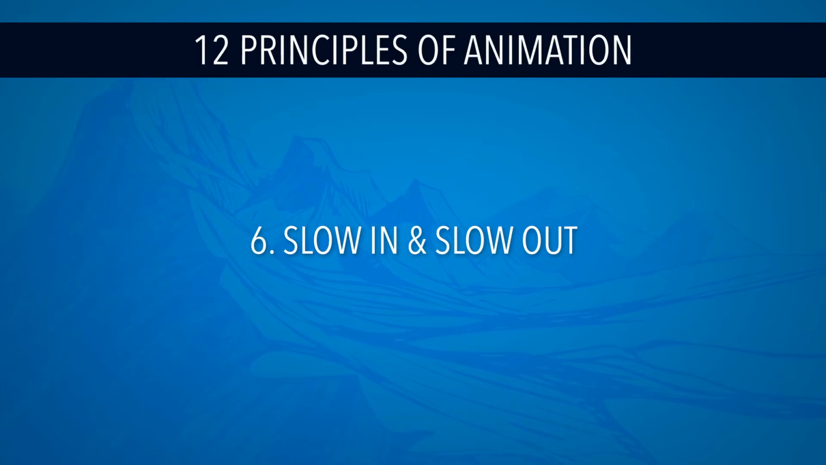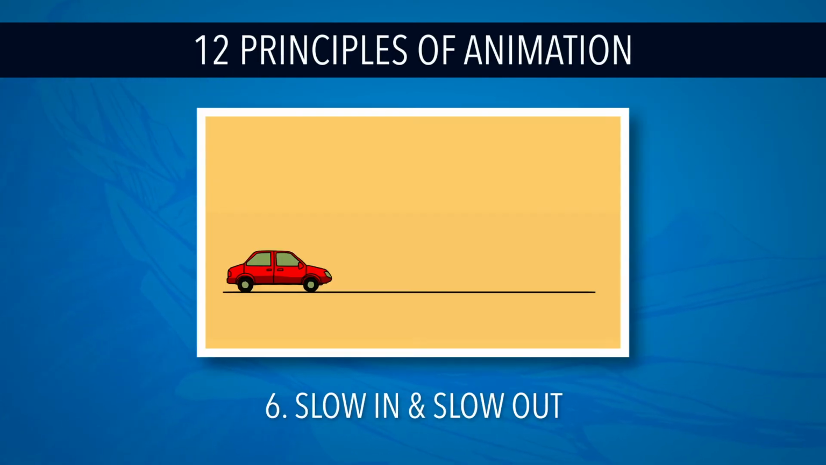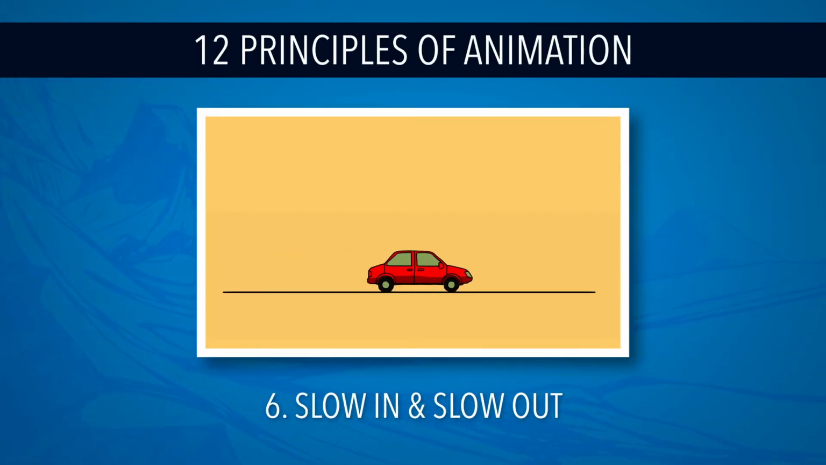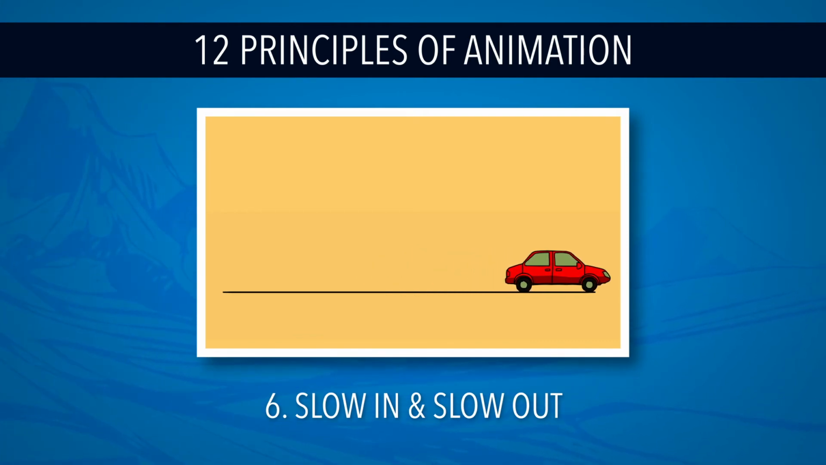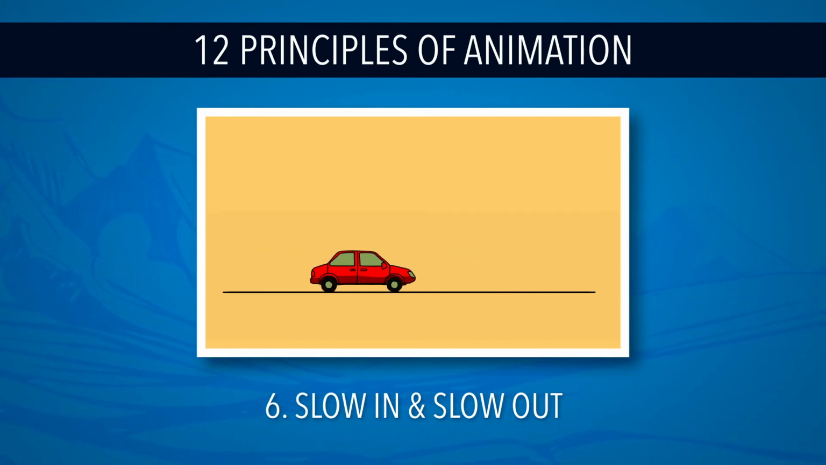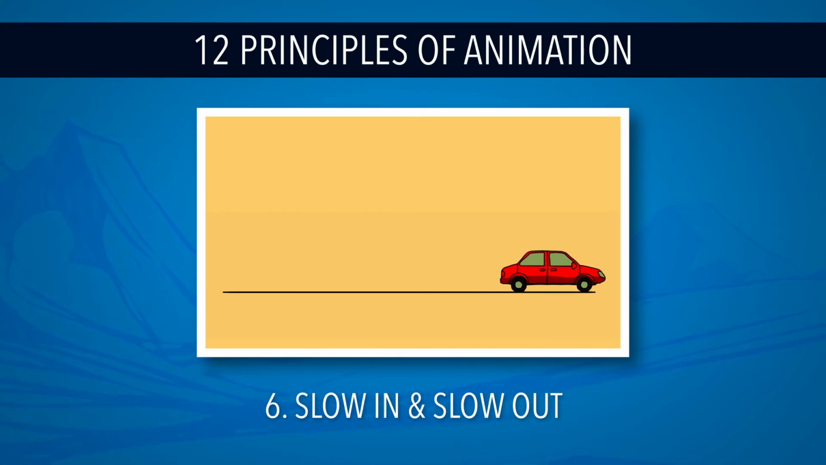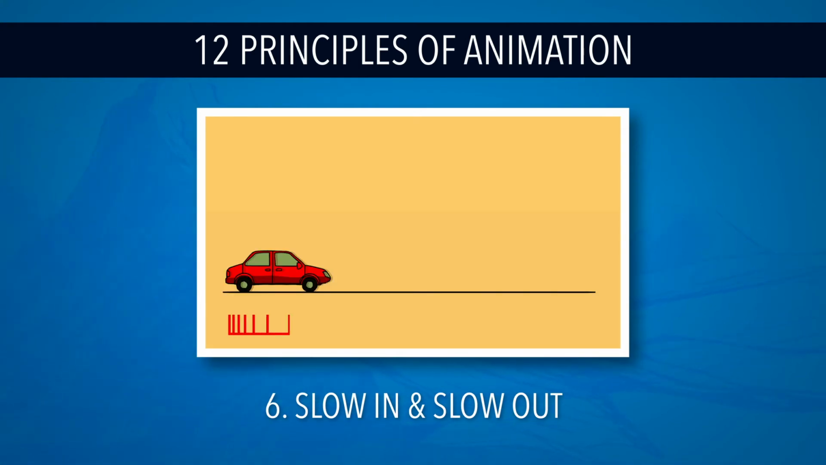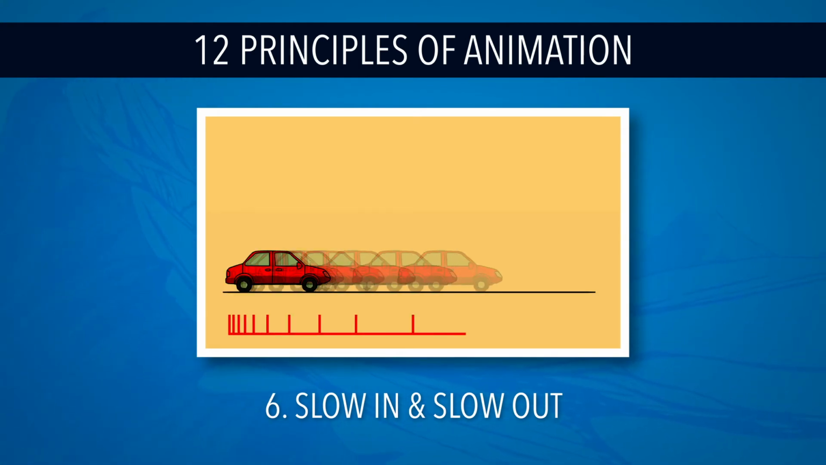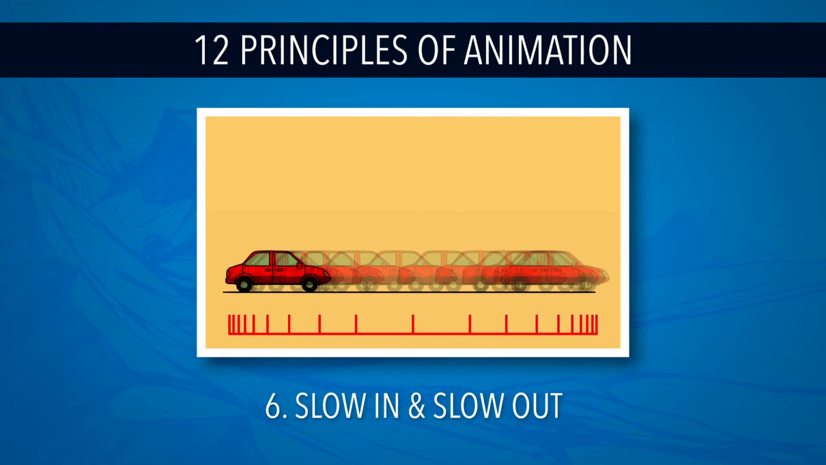Number 6. Slow in and slow out. The movement of objects in the real world, such as human bodies, animals, vehicles, etc., they need time to accelerate and slow down. For this reason, more pictures are drawn near the beginning and the end of an action, creating a slow in and slow out effect in order to achieve a more realistic movement.